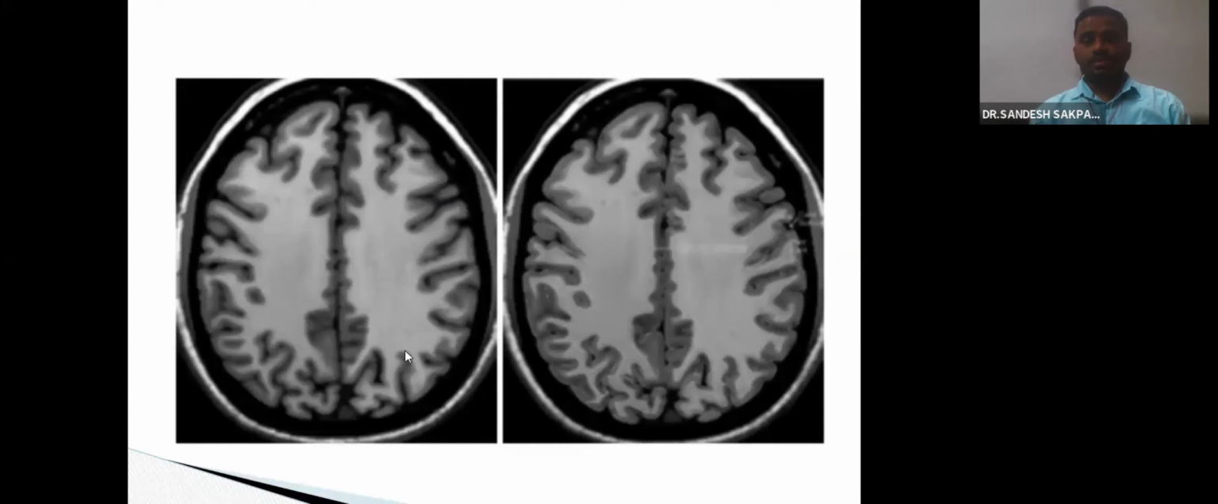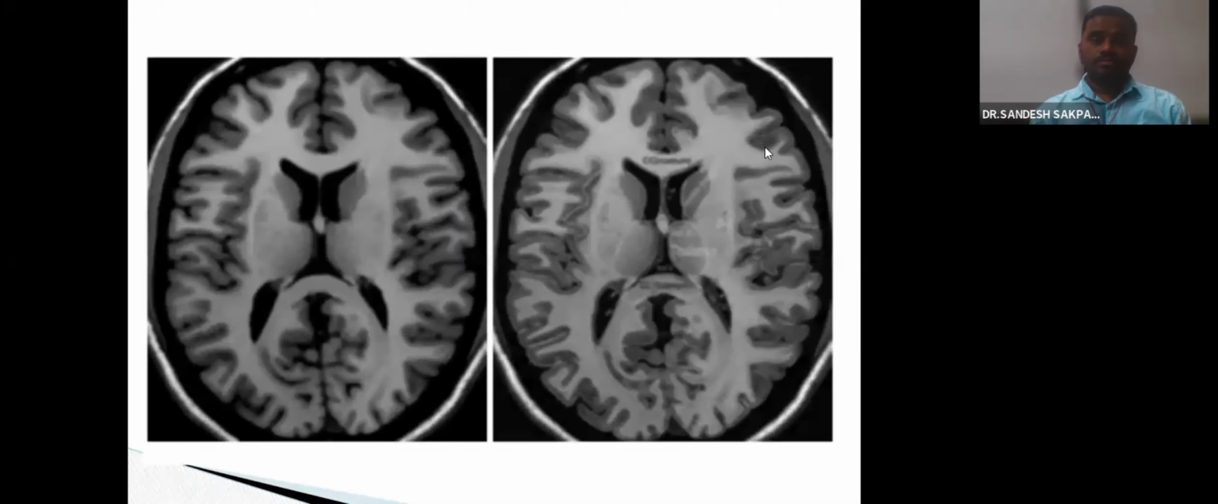So this is the centrum semiovale. Whatever is outside is known as gray matter. Whatever is inside in the brain is known as white matter. This is in between the two hemispheres. So this is fat and skin.